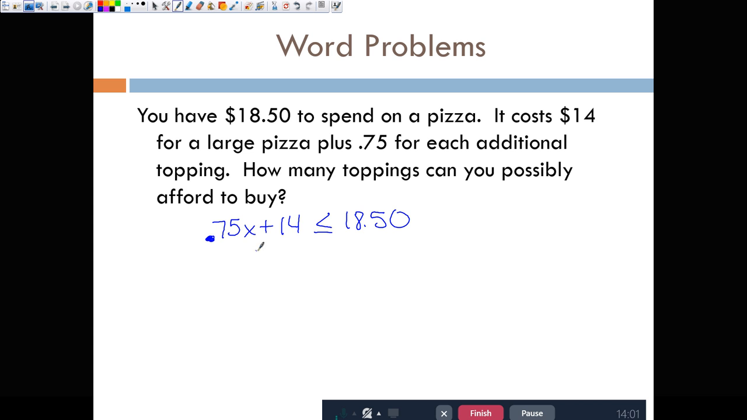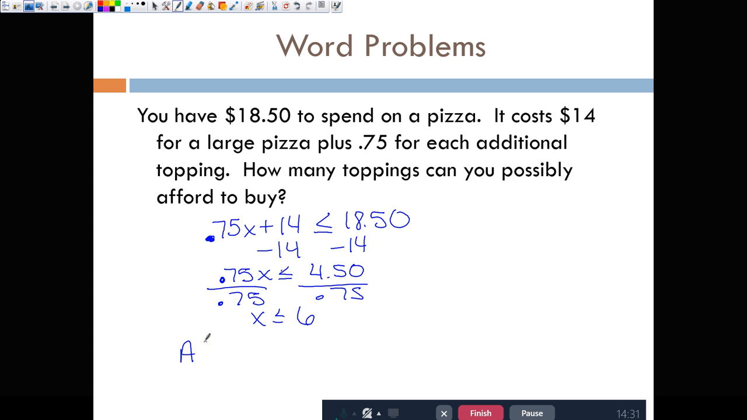I'm going to subtract 14 from both sides. So that means I'm going to have 0.75x is less than or equal to what? What's 18.50 minus 14? $4.50. And then I'm going to divide by 0.75. And what is 4.50 divided by 0.75? 6. So at most, I can have 6 toppings. No more than 6 toppings.